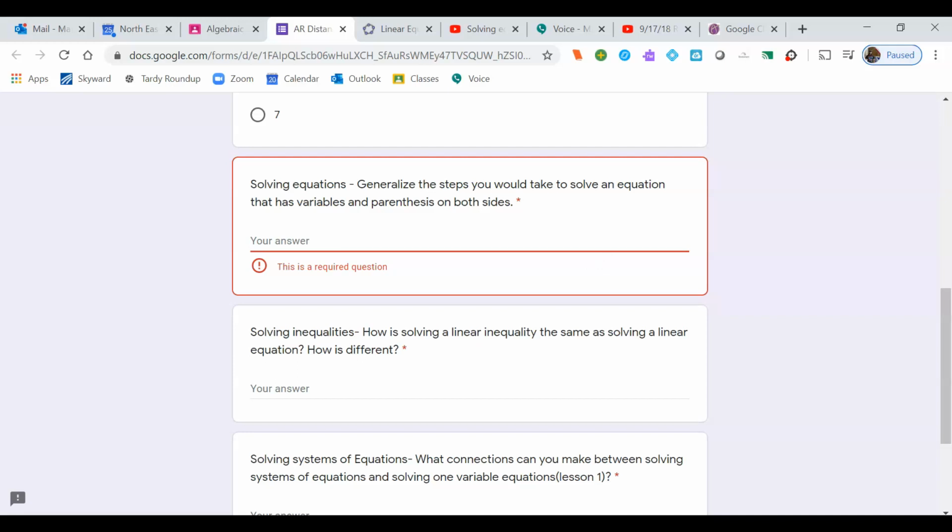Use your own words, make sure it makes sense. This is where you're putting your answer, okay? It's not a number, you're just explaining the steps. Okay?